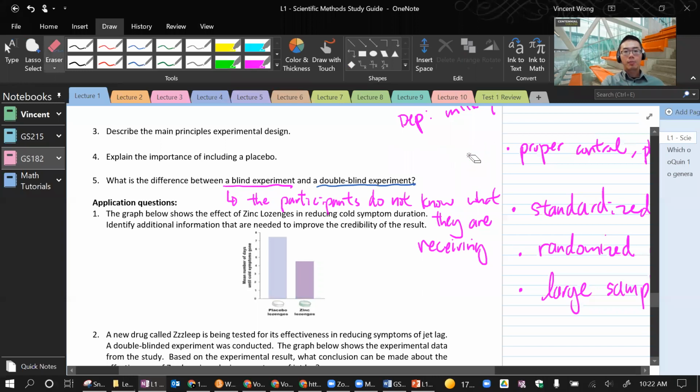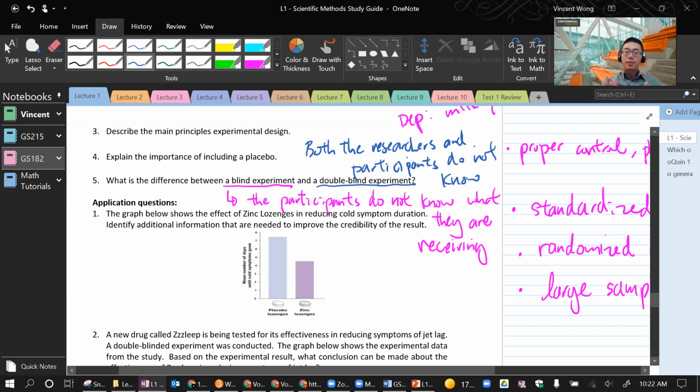All right. The gold standard of performing experiments is a double-blind experiment. So in a double-blind experiment, both the researcher and participant do not know what they are giving or what they're receiving.